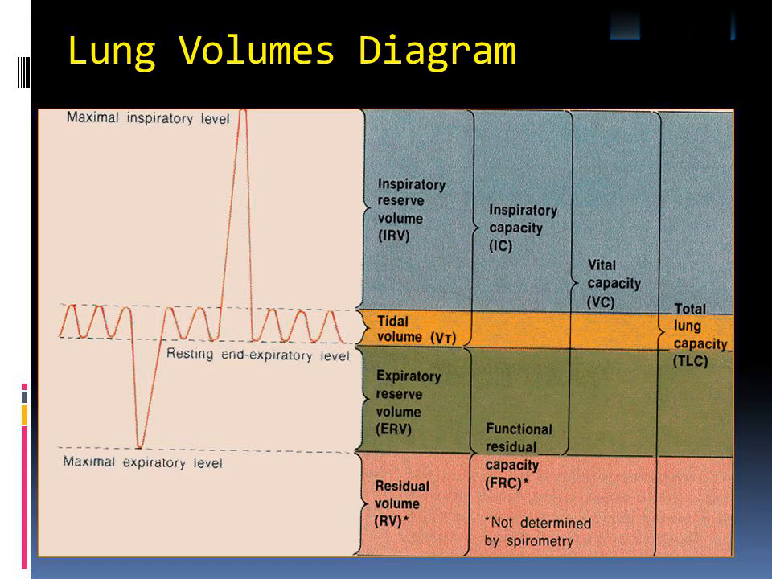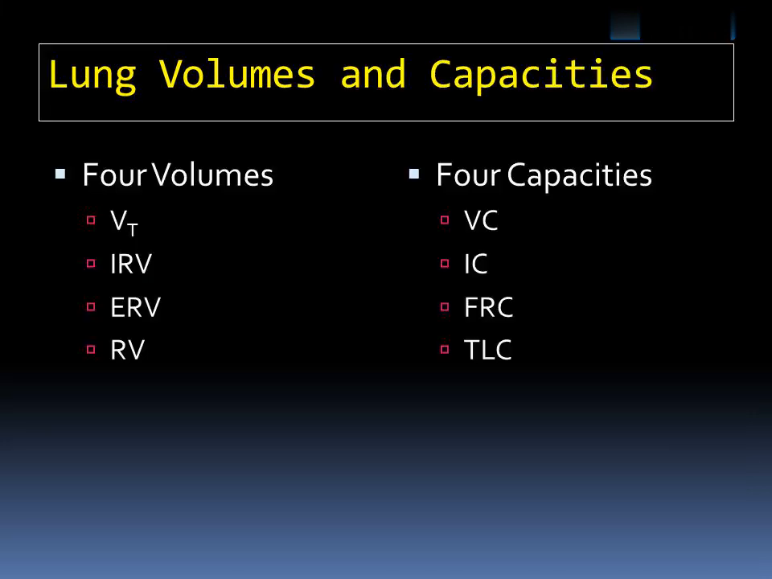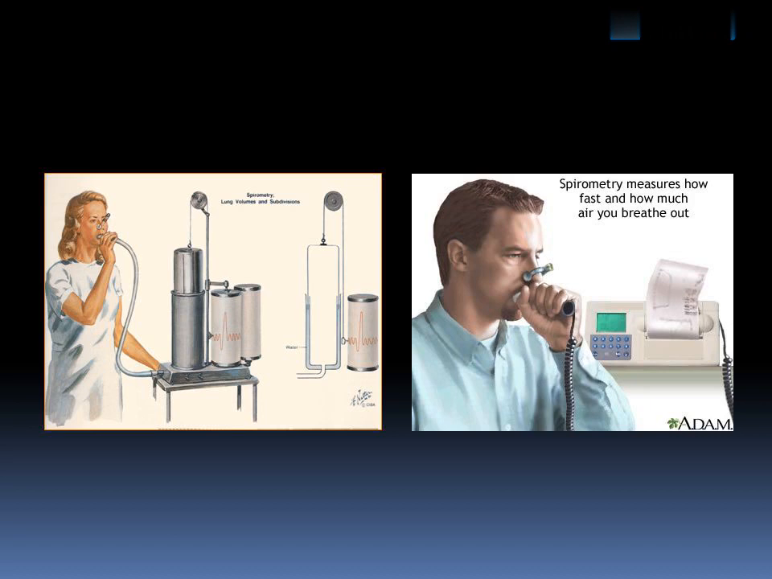Lung volumes diagram. A volume is something that cannot be broken down into smaller subcomponents. Lung volumes and capacities. 4 volumes: VT, IRV, ERV, RV. 4 capacities: VC, IC, FRC, TLC.